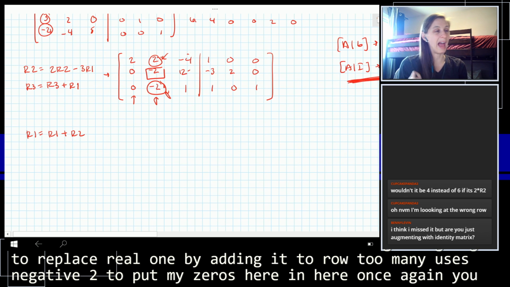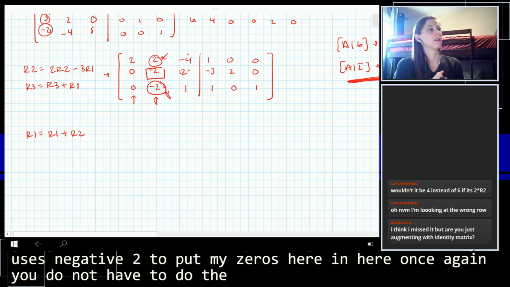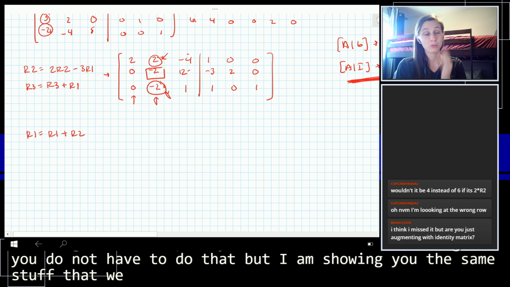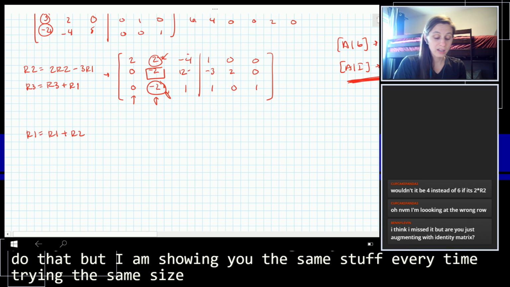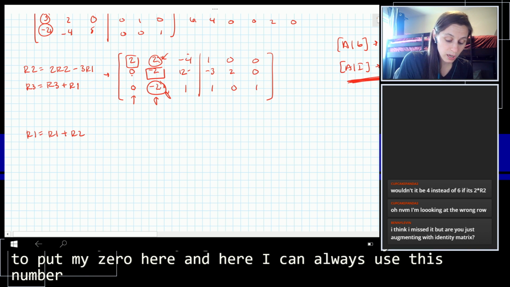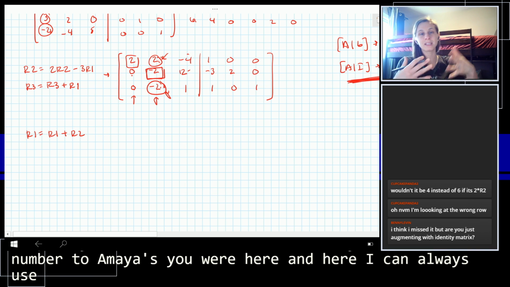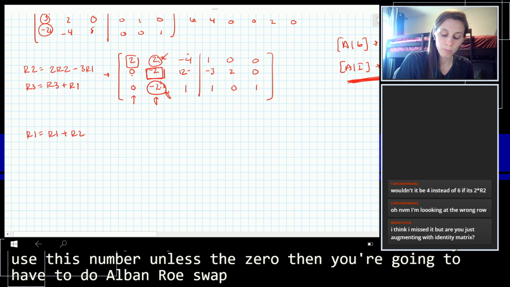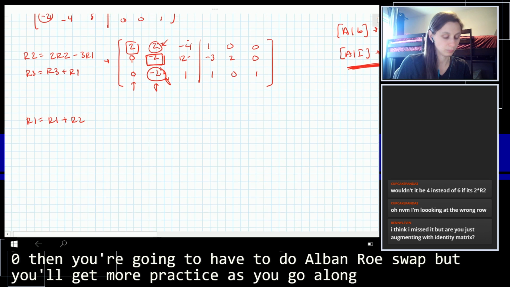Once again, you do not have to do that, but I am showing you the same steps every time. I know to put my 0 here and here, I can always use this number. To put my 0 here and here, I can always use this number. Unless it's a 0, then you're going to have to do a row swap. But you'll get more practice as you go along.